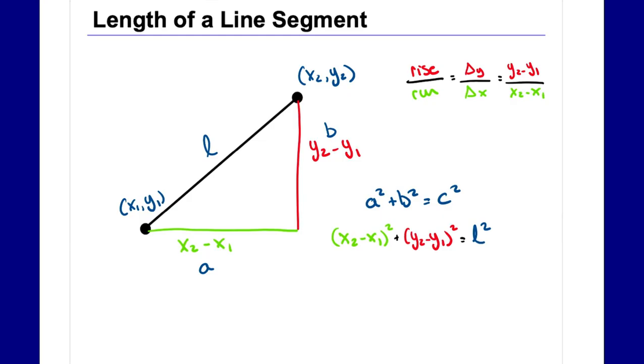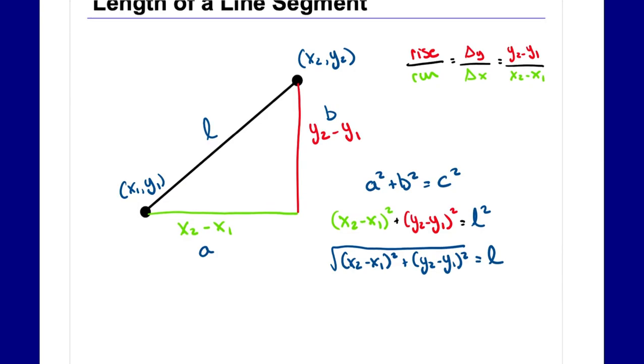Now, if I want to solve for the length, I need to get rid of that squared. I need to get rid of this little portion up here. And how I can do that is by square rooting the entire side, or both sides. One side it'll cancel out, and the other side will stay there. So I can rewrite this as the square root of x2 minus x1 squared plus y2 minus y1 squared, and that will equal the length.